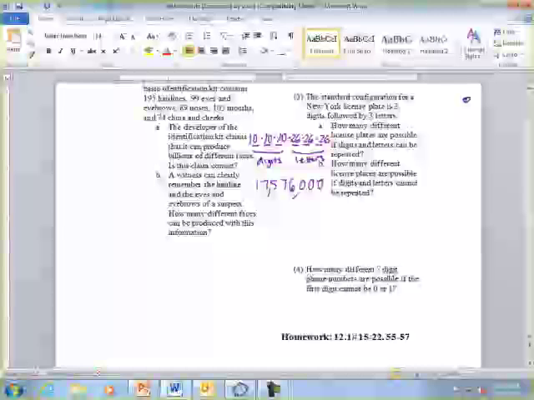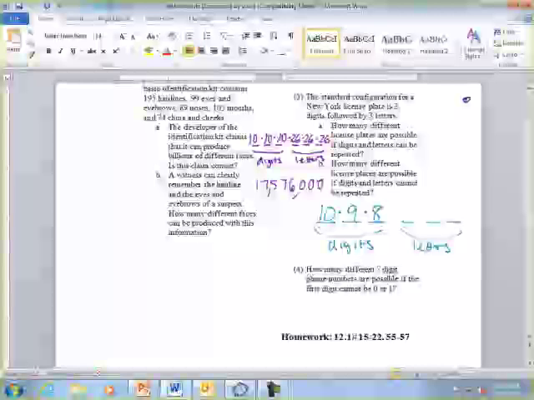Part B, however, says, what if you can't repeat? So what if once you use a digit, you're not allowed to use it again, and once you use a letter, you can't use it again? We still have 3 digits to pick, and we still have 3 letters to pick. I could still put any number in that first spot, but once I put a number there, I can't use it again. So how many different numbers could I put in the second spot? 9. And then 8, because once I've used up a number, it's no longer a possibility.